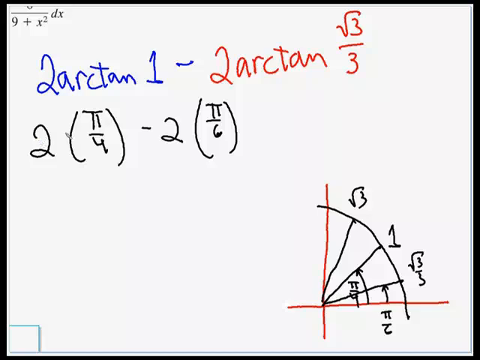So here we're going to have 2/4 pi, or a half pi. Minus here is going to be 2/6 or 1/3 pi, pi over 6, or pi over 3. And if we subtract those, we get pi over 6. And that's our final answer.